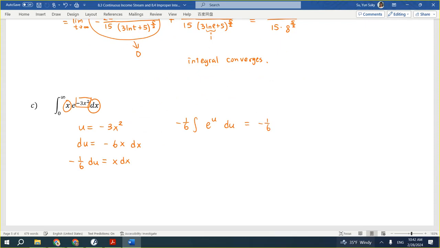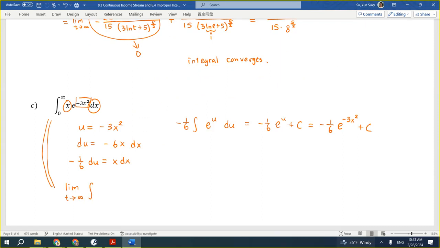Okay. What's the integral of e to the u? E to the u plus C. And u is negative 3x squared, right? That is the indefinite integral. Now, how about our improper integral? Which is the improper value?